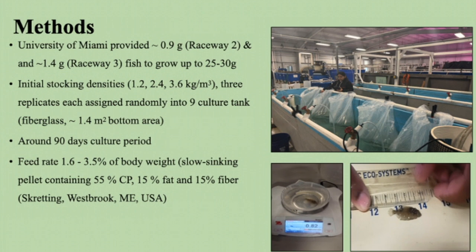For my research, I'll be starting with initial stocking densities of 1.2, 2.4 and 3.6 kg per cubic meter. I will be culturing them in 9 fiberglass tanks, having a bottom area of 1.4 square meters. And I'll be rearing them for around 90 days. During the culture period, I'll be feeding them with slow-sinking pellets containing 55% protein at 1.6 to 3.5% of the body weight.